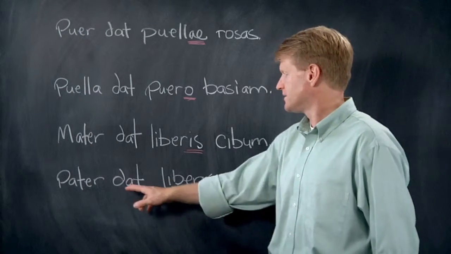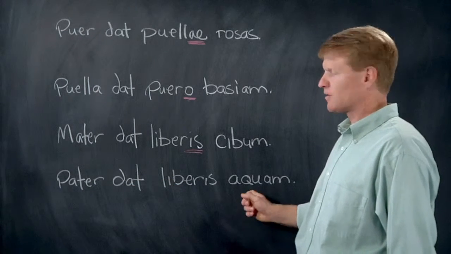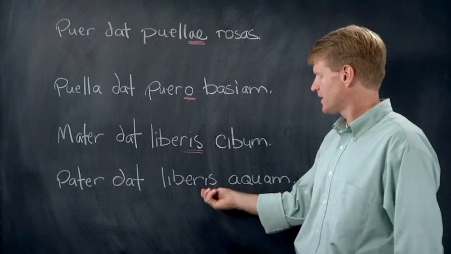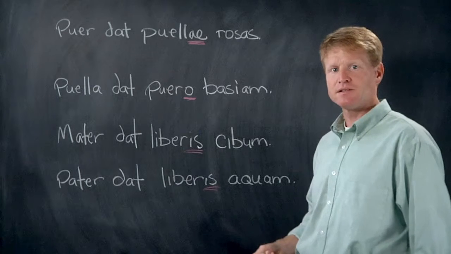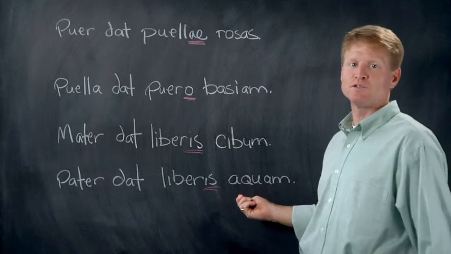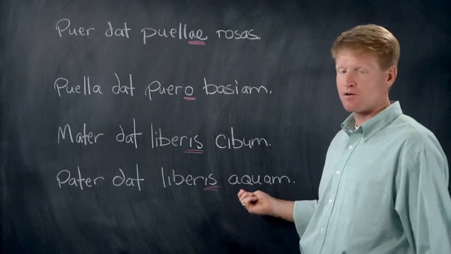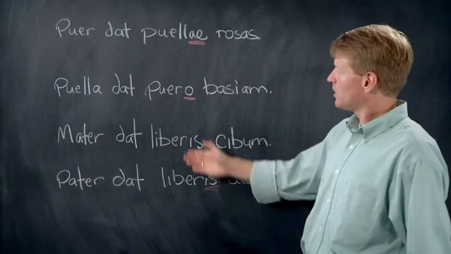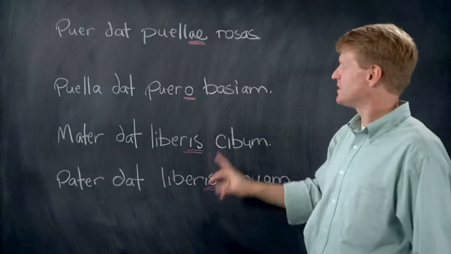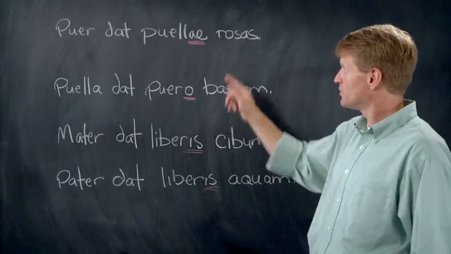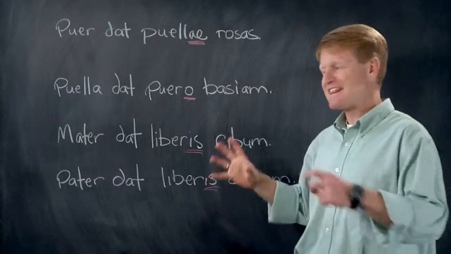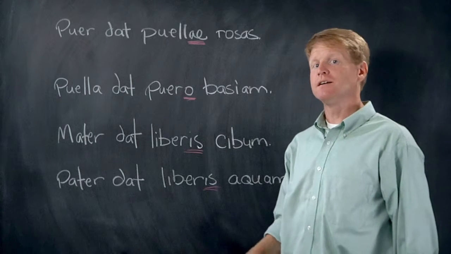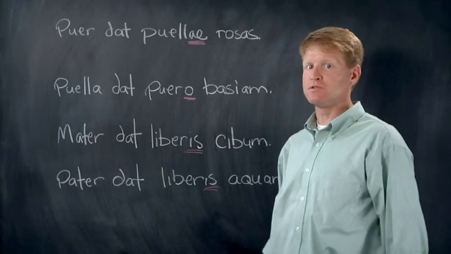Okay? Pater dat liberis aquam. Dad gives, there it is again, dative case. Dad gives liberis aquam. Aqua is water. What's dad giving? Aquam. And whom is he giving it to? Liberis. All of these that I underlined receive the direct object. Roses, a kiss, food, water. These guys here receive the direct object, so they are in the dative case, they're indirect objects. Let's do some more.